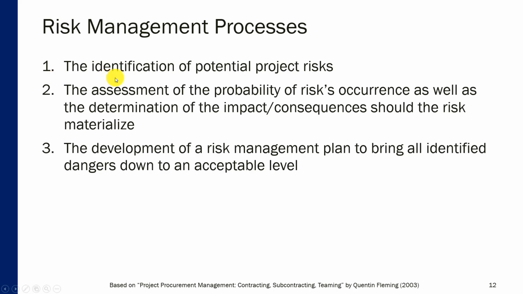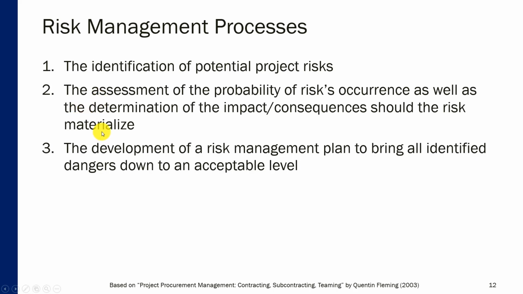Step number 1 is the same as in the common sense approach. It's the identification of potential project risks. And then once potential risks are identified, the assessment of the probability of each of the risks occurrence, as well as the determination of the impact or consequences of each risk, should be determined. So this is, all in all, the so-called risk assessment or risk analysis phase.